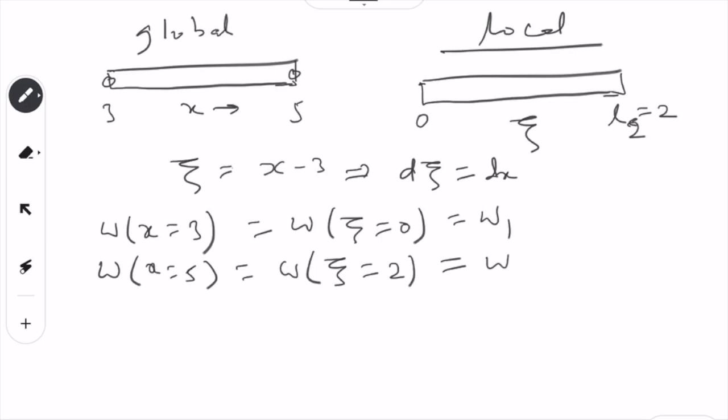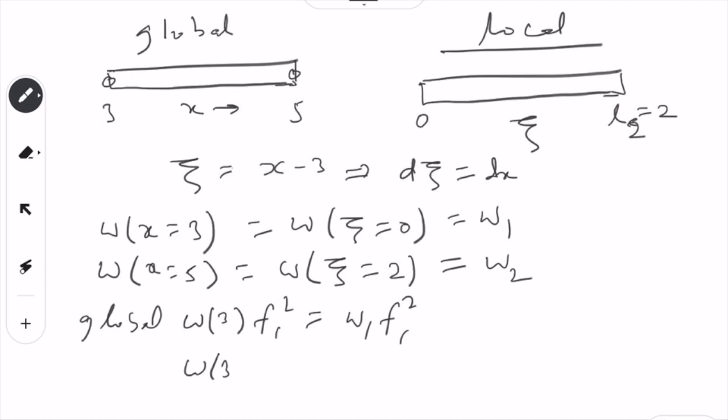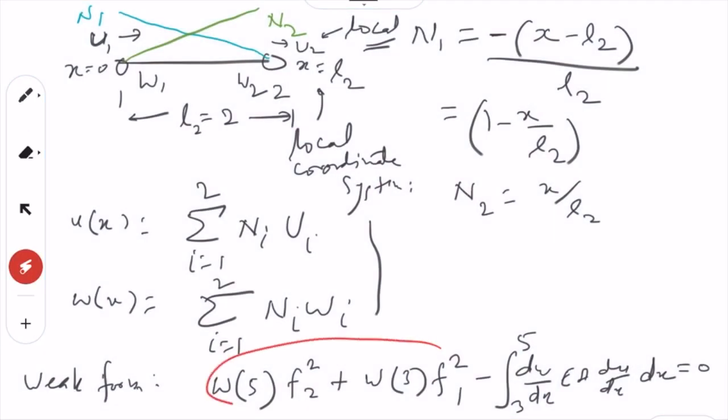We are talking about W1, W2, only 2 points, right. So, that really means the global W3 and F21 will be equal to W1 F21, and then W5 and F22 will be W2 F22. So, these two we have solved already.